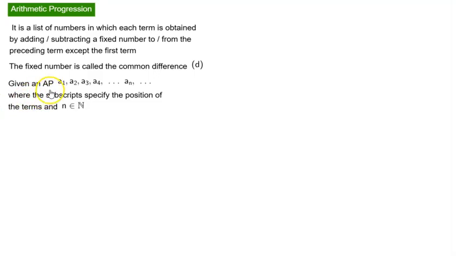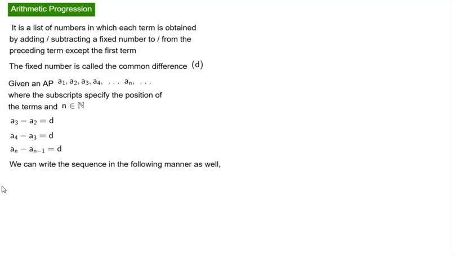Now, given an arithmetic progression A1, A2, A3, A4 and so on, where the subscripts specify the position of the terms and n is in the set of natural numbers, then since we have a common difference, that means A3 minus A2 is equal to D. A4 minus A3 is equal to D. That means in general we can say A sub n minus A sub n minus 1 is equal to D. We can write the sequence in the following manner as well.